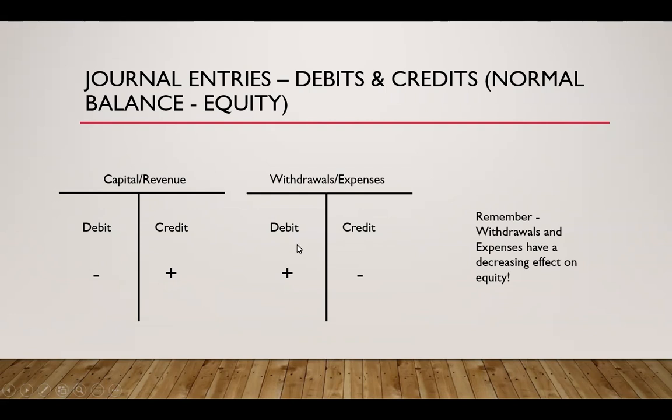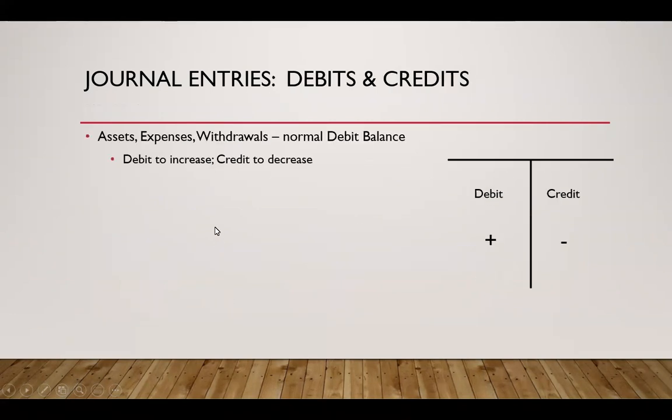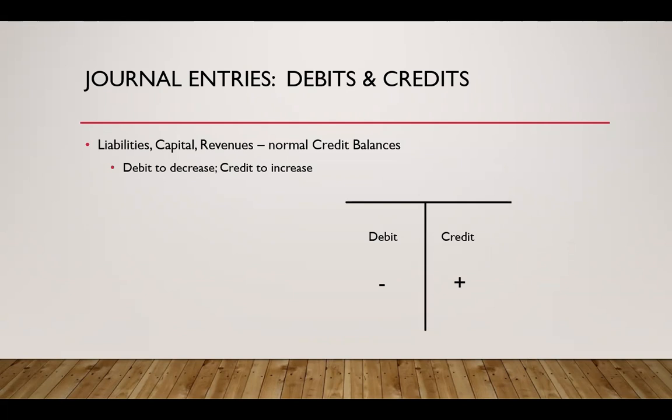So we get that opposite imaging going on here, and those items will have normal debit balances, meaning we use a debit to increase those items and a credit to decrease those items. So just to recap, I can group together assets, expenses, and withdrawals. These items all have a normal debit balance. And then we can group together liabilities, capital, and revenues. All of these items have normal credit balances. We use a credit to increase and a debit to decrease.